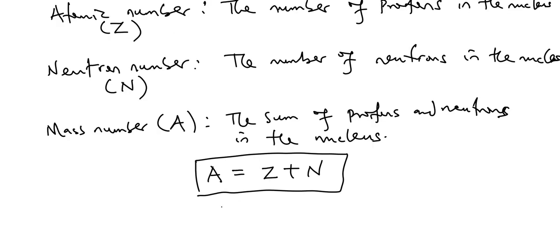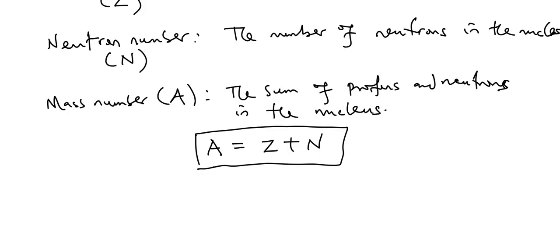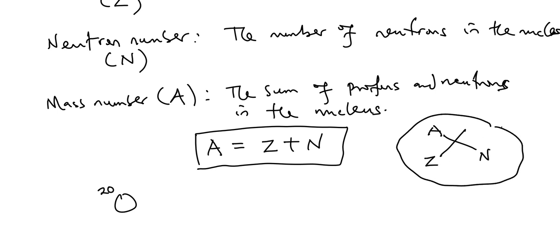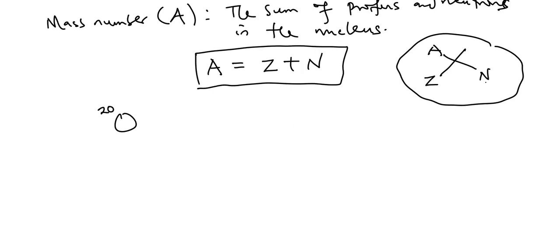So if you are given the mass number of a particular nucleus, then you can determine the neutron number. For example, if you want to write a nuclide X, we put the mass number here, the atomic number here, and the neutron number here. But this is not often used. In most cases, we do not write the neutron number, because if you are given the mass number and atomic number, you can easily determine it: the neutron number will be the mass number minus the atomic number.